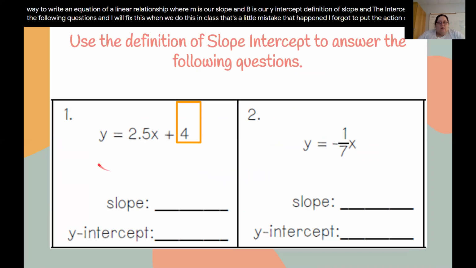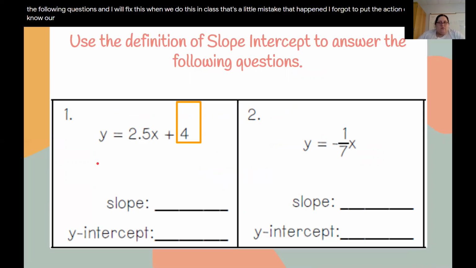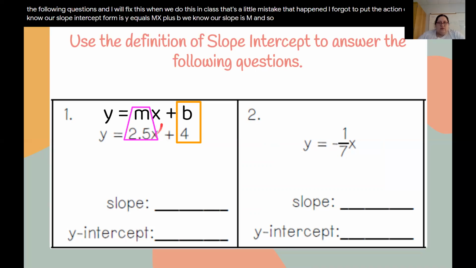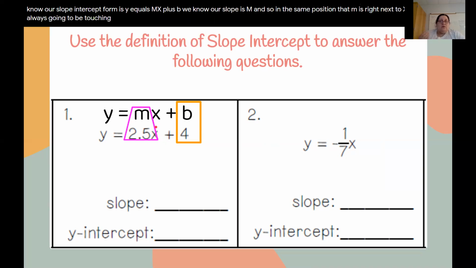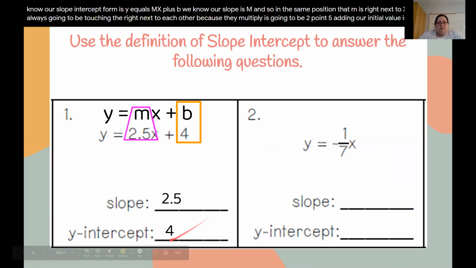So we know our slope-intercept form is y equals mx plus b. We know our slope is m, and m is right next to x. They're always going to be touching, right next to each other, because they multiply. So it's going to be 2.5. And the thing that we're adding, our initial value, is going to be b, which is 4.